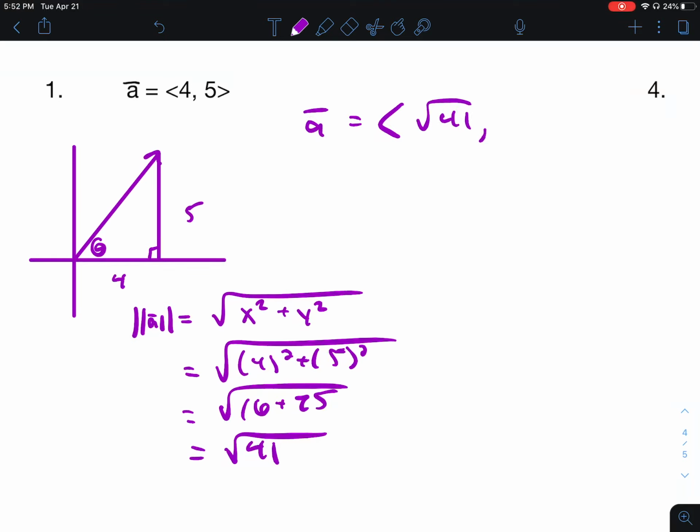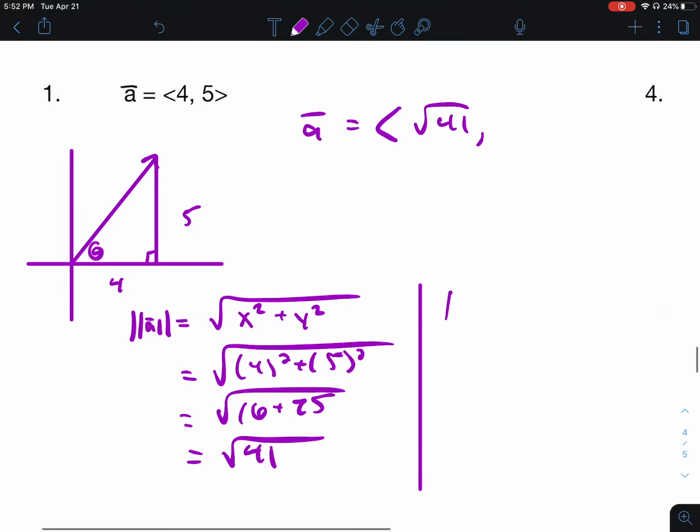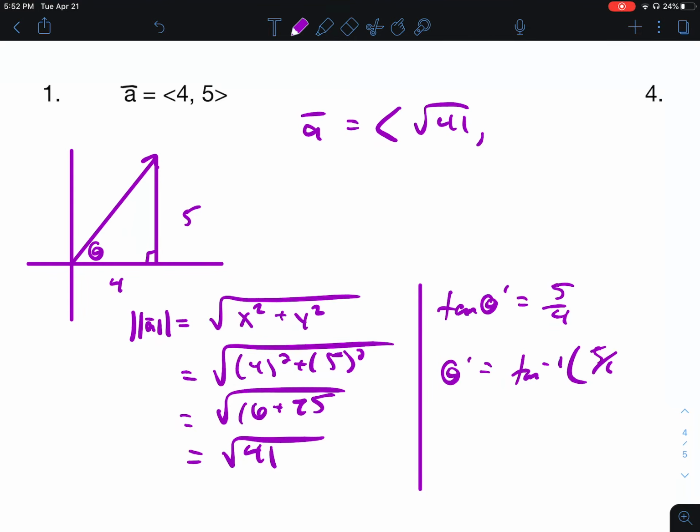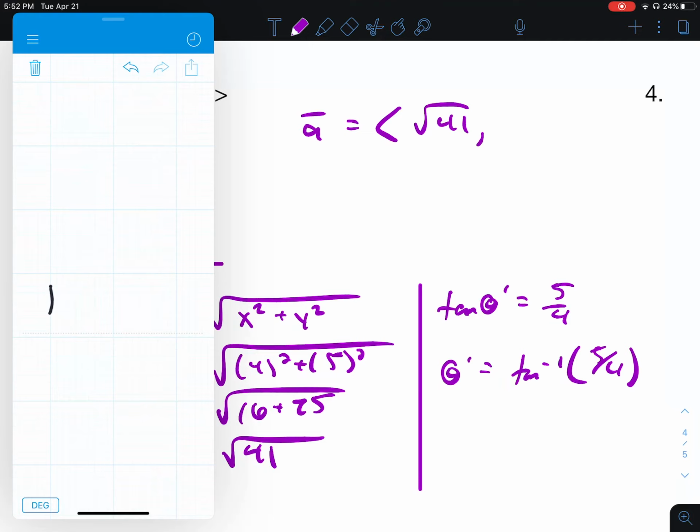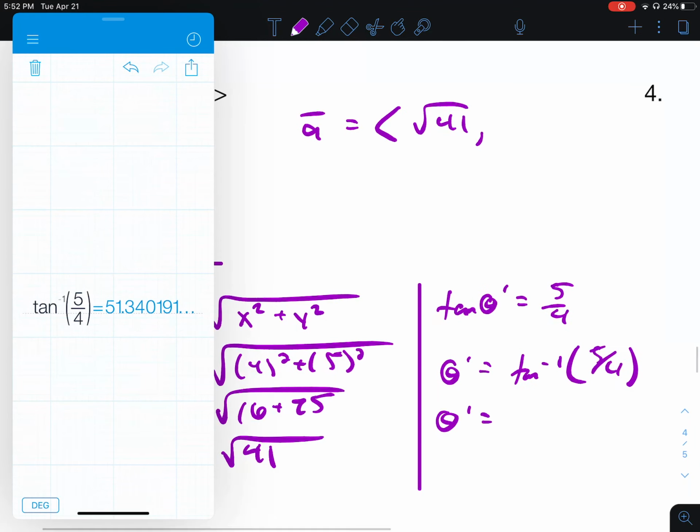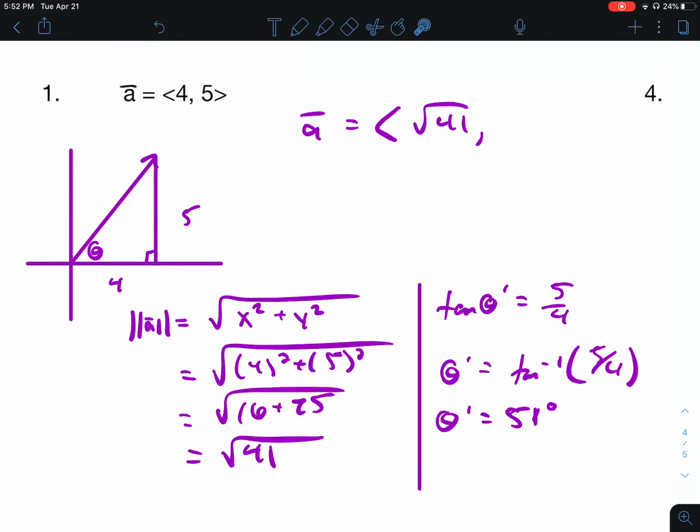How about the angle? Well, for sure, to find theta prime, we're going to do tangent of theta prime is y over x, 5 over 4. Theta prime is going to be tangent inverse of 5 over 4. And that is about 51 degrees. We're going to round to the nearest whole number for degrees. In this case, theta prime is also theta, both in quadrant 1. So that's going to make the direction 51 degrees in standard position.